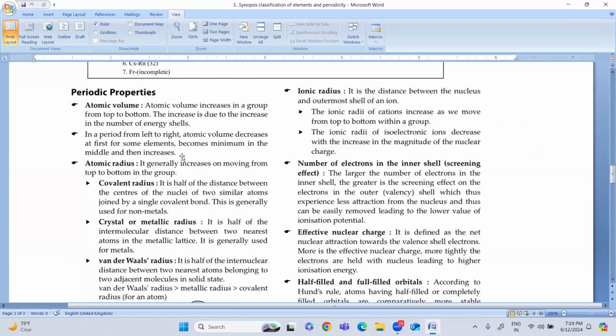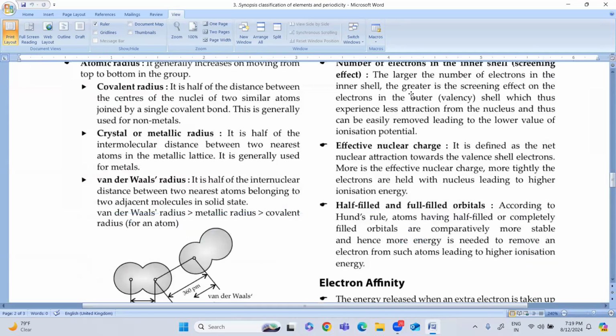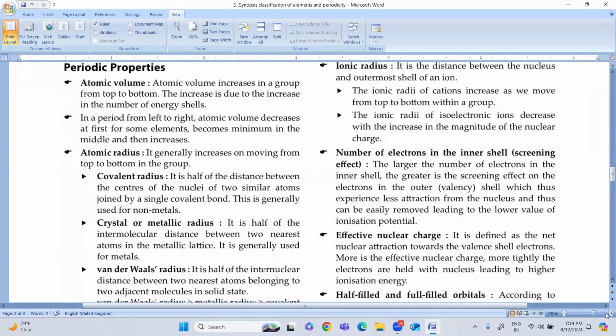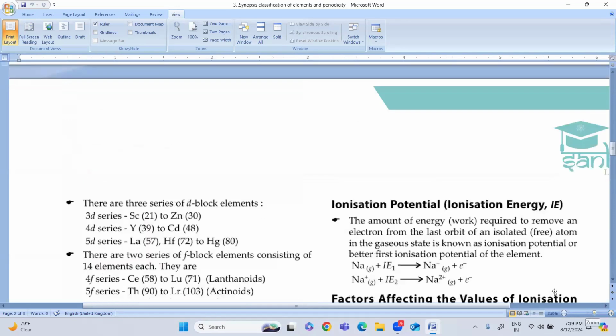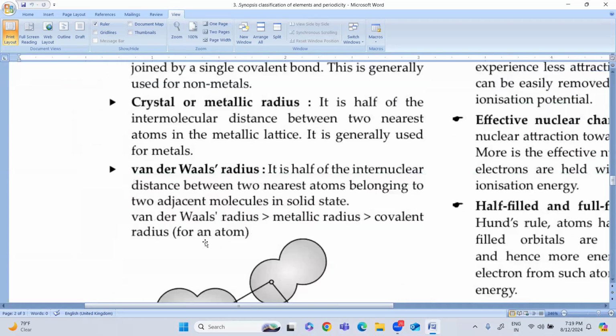Atomic radius. What will happen to the atomic radius as you go across the period? It will decrease, sorry. And as you go down the group, what will happen? It will increase. So there are different atomic radii when we are discussing this: covalent radius, metallic radius, and van der Waals radius.